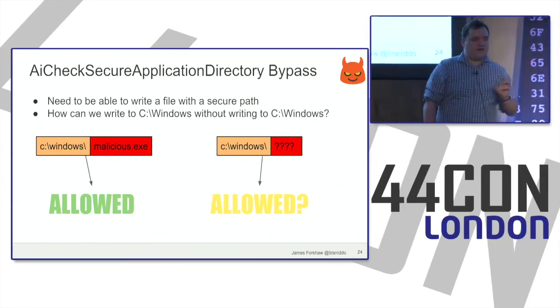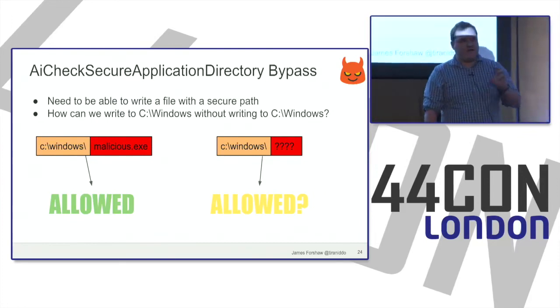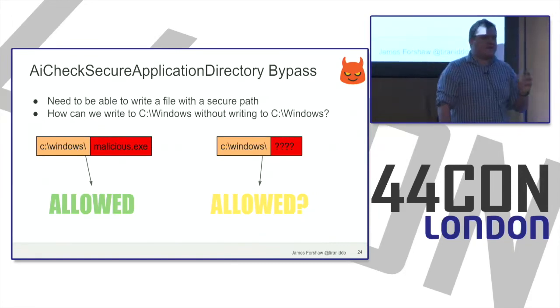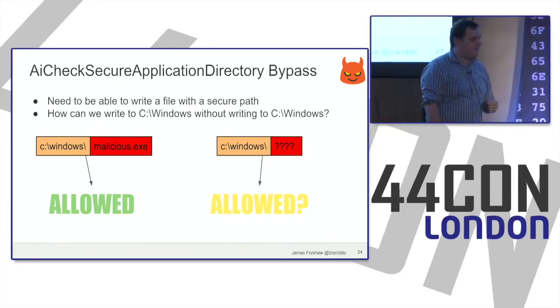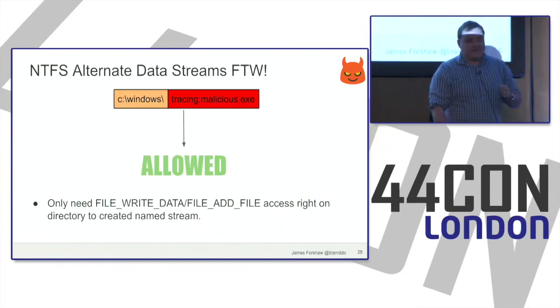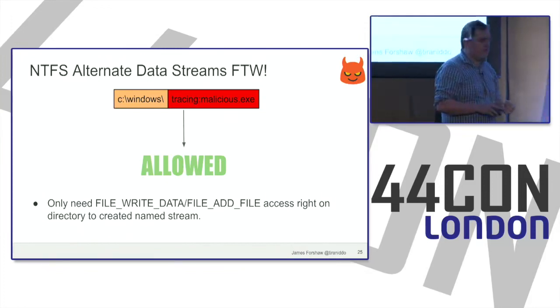Is there a way of getting a file in Windows which isn't really in Windows and bypassing our DACL? And it turns out, yes, there is. Because we can use alternate data streams. And alternate data streams, for whatever insane reason, are allowed to be created on directories. And they're not like an alternate directory, they're actually a file from the perspective of the operating system.